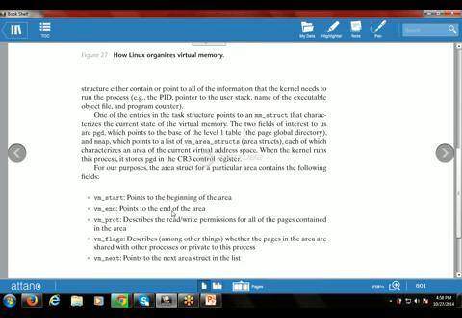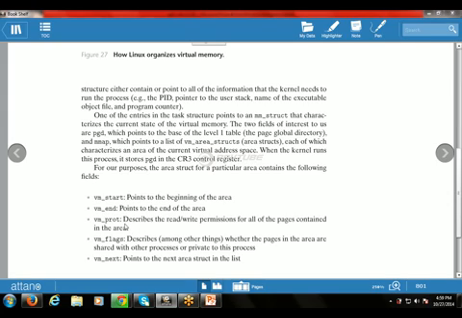vm start, as I told you, points to the beginning of the area. That is, the beginning means the starting point from where the code starts. Then vm end points to the end of the area. End of the area means it is the last stage. Beyond this, there is no area. Beyond this, there is no memory that is used.